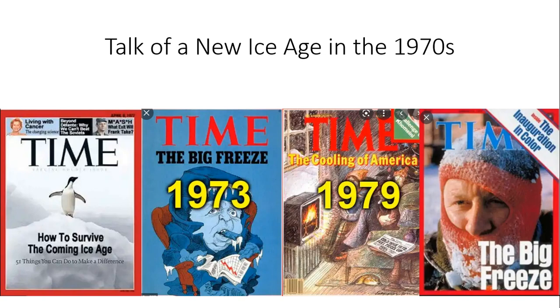Time magazine covers: How to Survive the Coming Ice Age in 1973 on the left. The Big Freeze, 1973 there, as you go from left to right. Then you've got the Cooling of America, 1979. And then you get the Big Freeze. Look at this guy, he's got a ski mask on. Look at all the snow on that ski mask. So the 1970s were a very cold period of weather for the United States.